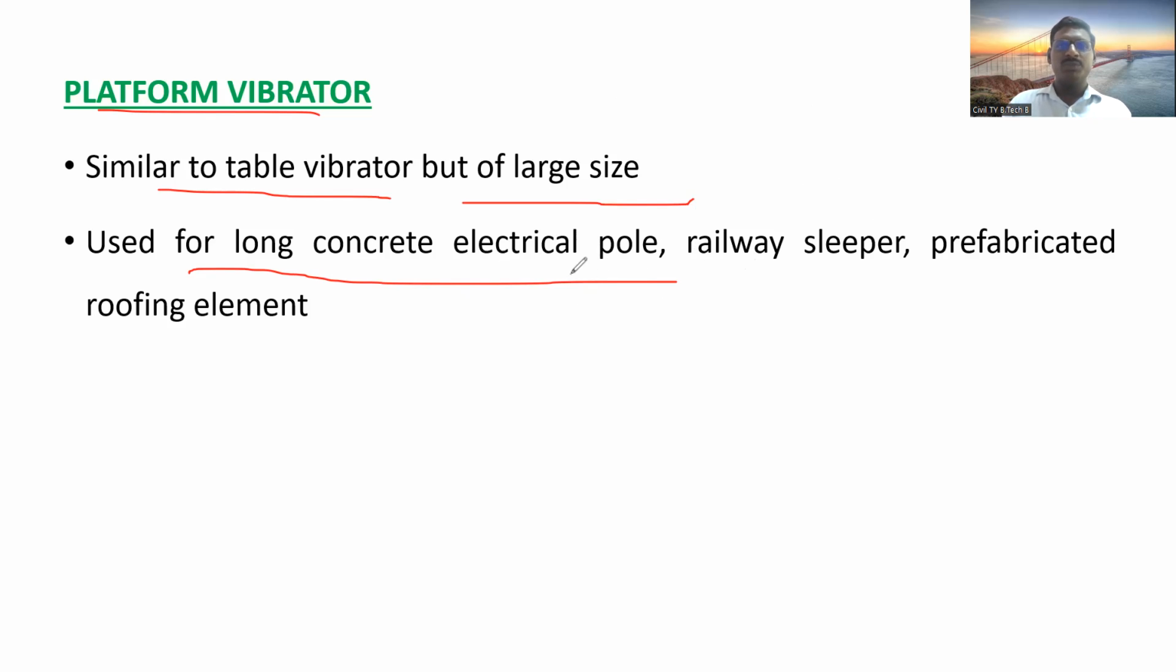So if we use steel poles for the electrical purpose, if a short circuit occurs there may be a chance of current passing up to the ground. That is the chance. So steel poles we use in some rare cases, but concrete poles we use generally. Why? Because the concrete may not pass the current. So for the compaction of the concrete of that electrical pole, we are using this platform vibrator.